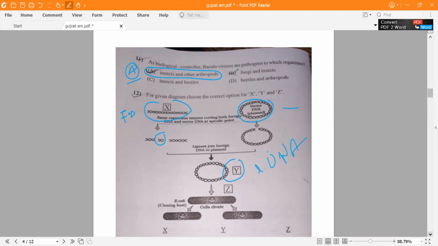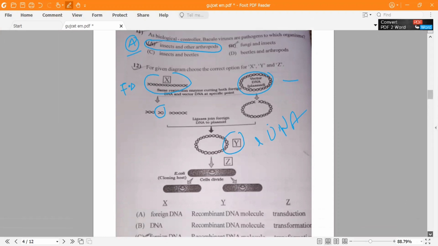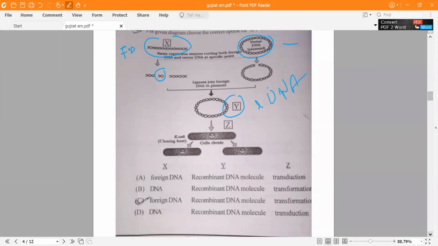And then you have your host, this is the host into which it goes. So here basically transformation will come. So there is foreign DNA, rDNA, and transformation. So C is correct, very good.